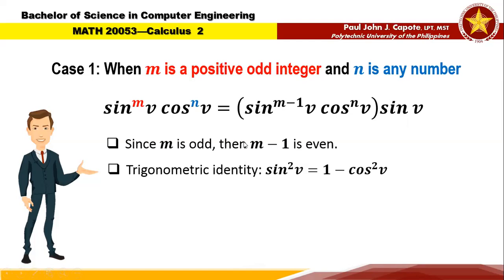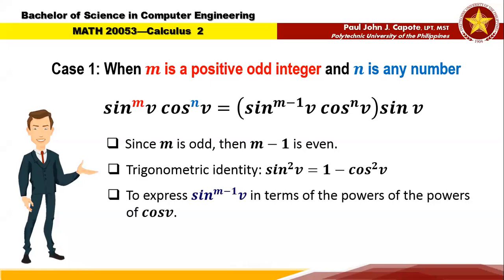And if the power of sine is an even number or an even integer, to be specific, then we can use this trigonometric identity. Sine square v is equal to 1 minus cosine square v. The purpose of such is to express sine to the power m minus 1 of v in terms of the powers of cosine v. And so the integrand of the general form becomes the integral of the quantity sum of powers of cosine v times sine v dx.